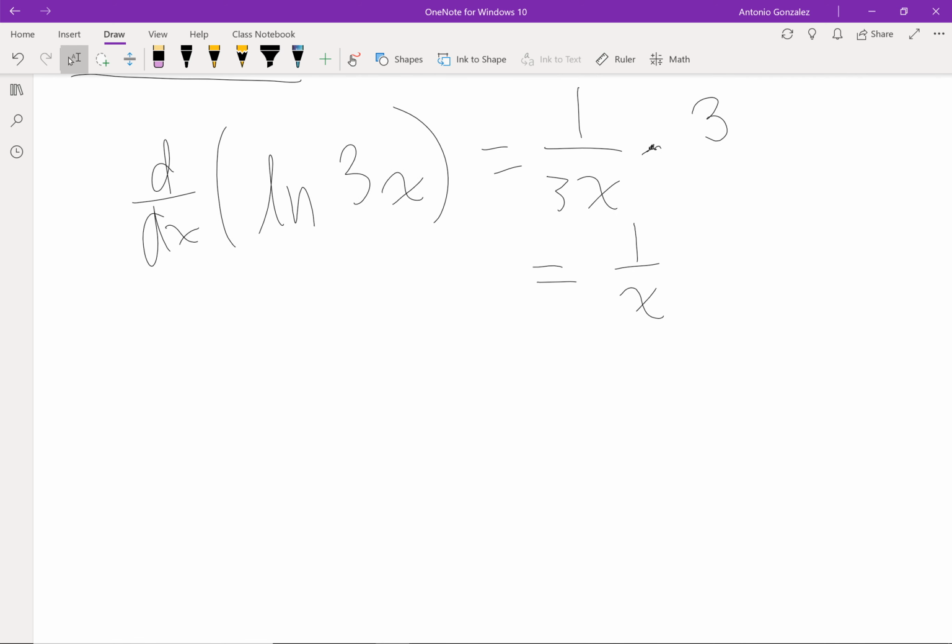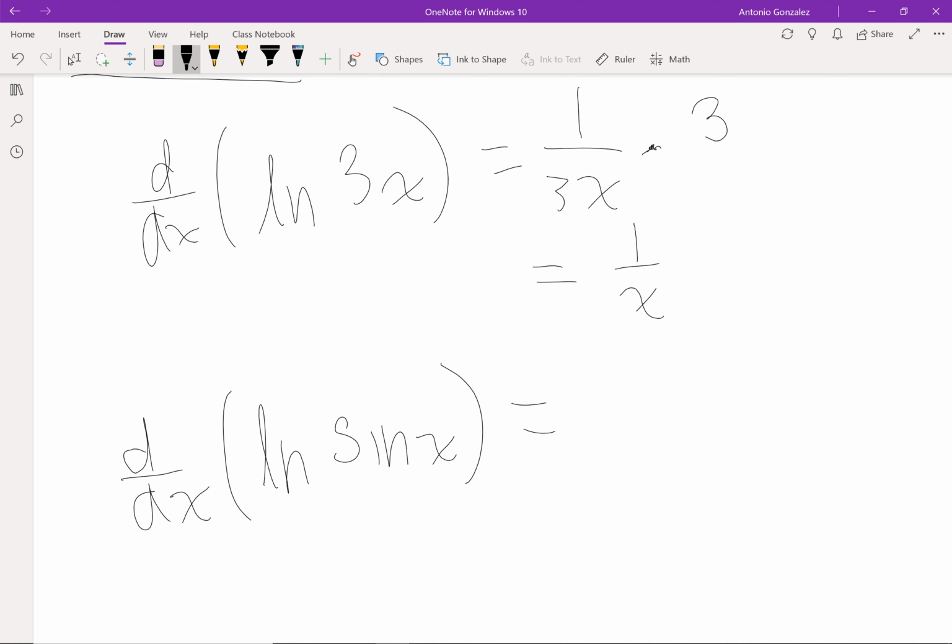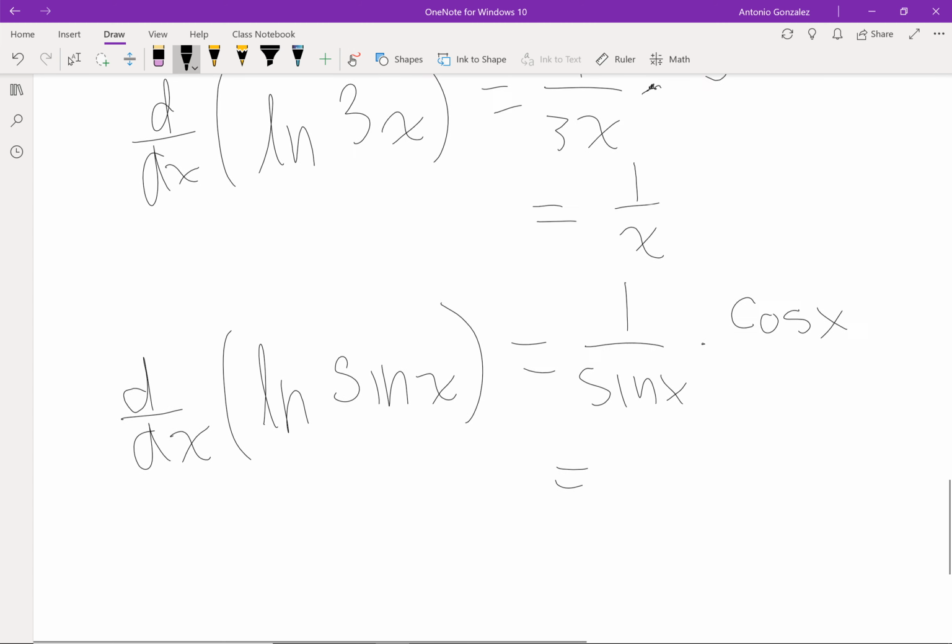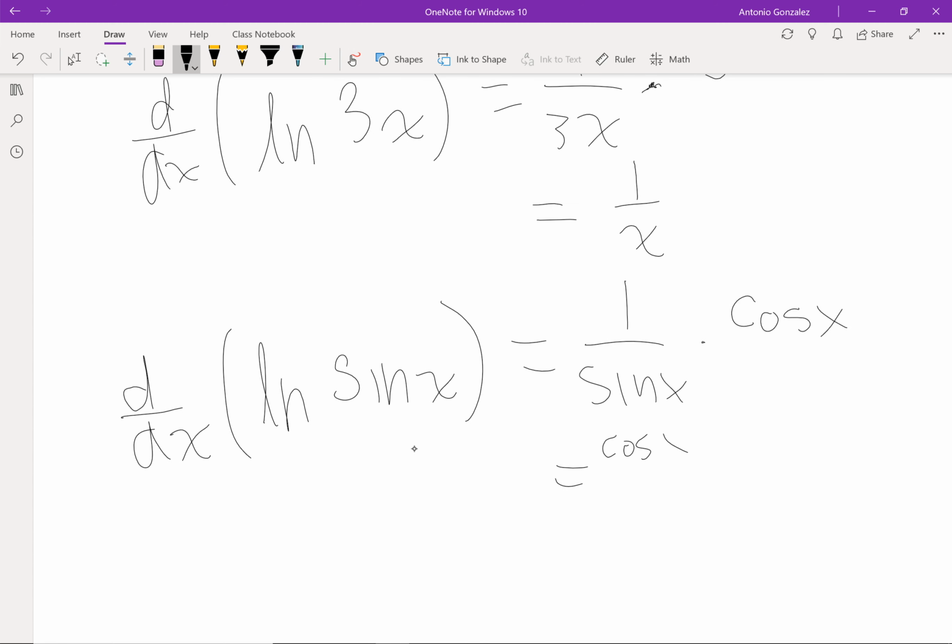All right, and let's try another one here where we use the chain rule as well. Here we'll have, again, 1 over sine of x, derivative of sine, cosine x, and we get cosine x over sine x, otherwise known as the cotangent of x.